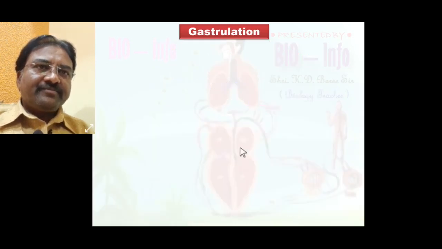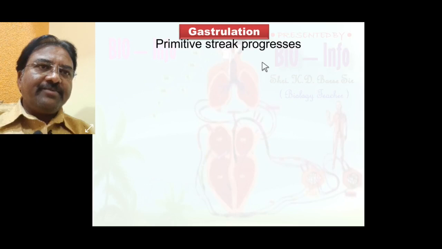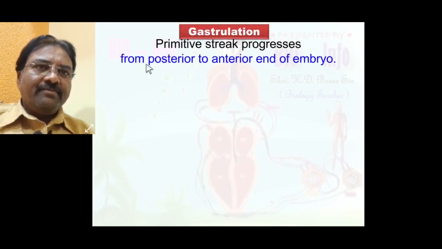Now the primitive streak progresses from the posterior to the anterior end of the embryo.